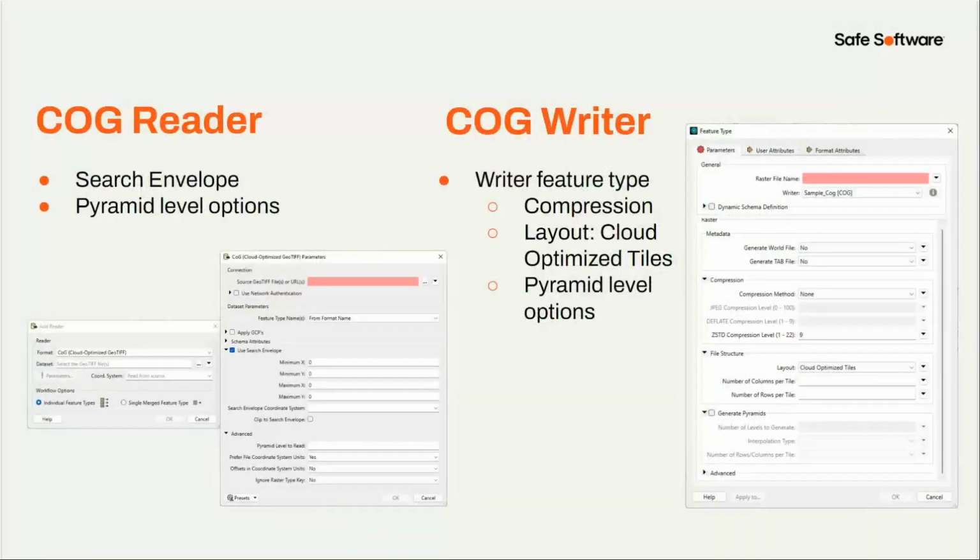So taking a closer look at the format in FME, we can see the search envelope options and pyramid level options on the reader here. So you can refine and reduce what you're bringing in and working with. And then I'm just going to switch gears to the writer. So on the writer feature type, under the file structure parameters, we have this layout option. And there you can select cloud optimized GeoTIFF and then either match a tiling scheme or enter custom tiling values. So these parameters down here will specify the size of tiles to create on the output.